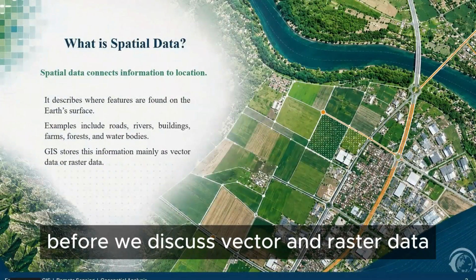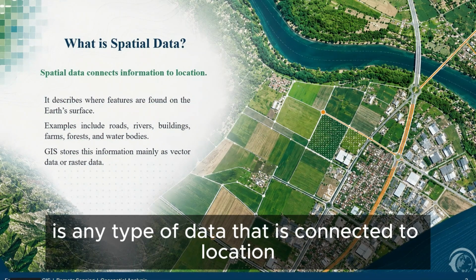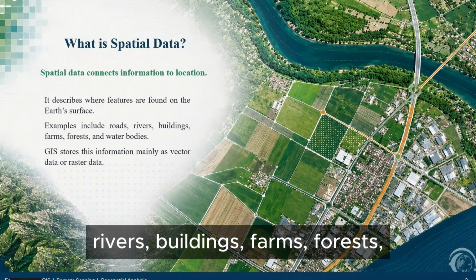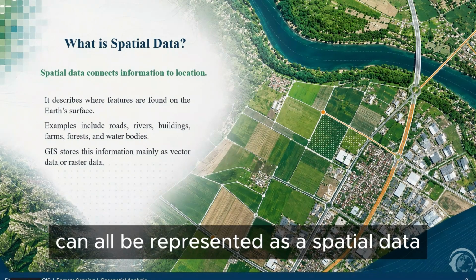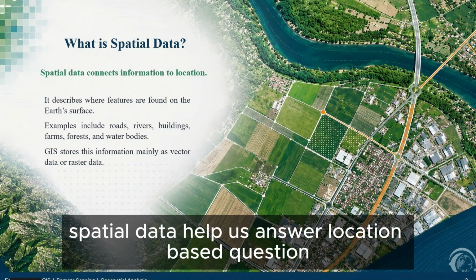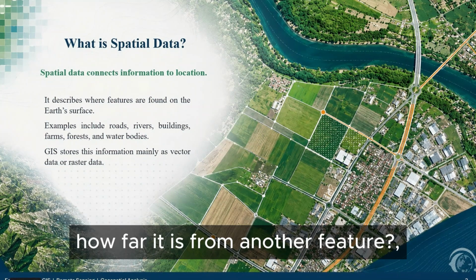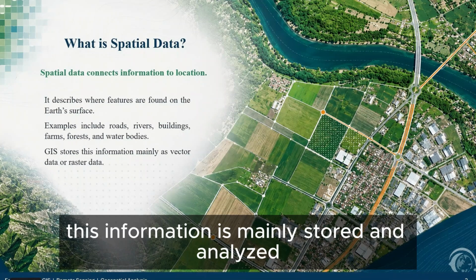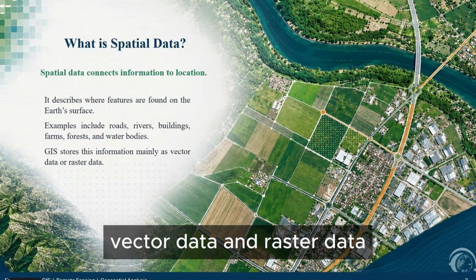Before we discuss vector and raster data, let us first understand spatial data. Spatial data is any type of data that is connected to a location on the Earth's surface. For example, roads, rivers, buildings, farms, forests, schools, water bodies, and district boundaries can all be represented as spatial data. In GIS, spatial data helps us answer location-based questions such as where something is located, how far it is from another feature, what surrounds it, and how it changes over space. This information is mainly stored and analyzed using two major data models, vector data and raster data.